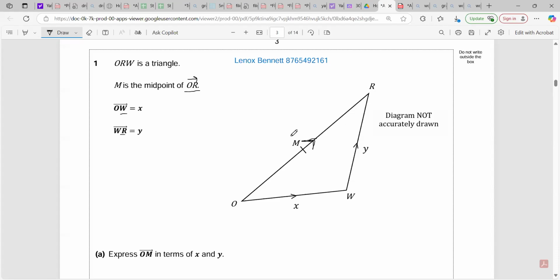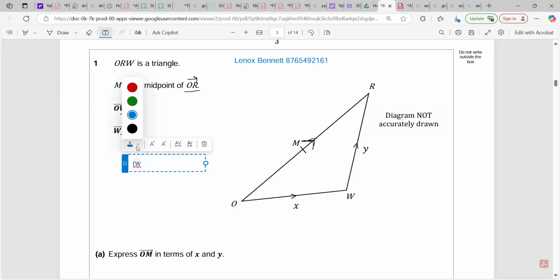All right, so guys, we cannot go directly from O to M. That's not how it works. So we have to go from O to W, and then from W to R, and then from R to M. So that's how the journey really goes. We're going to go here, here, here. An easier way that we can do it as well is to find OR.